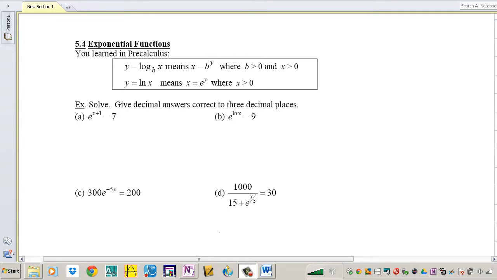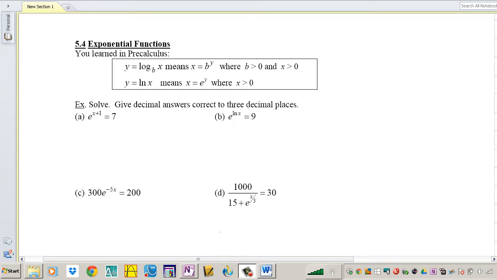Hey guys, welcome to 5.4 exponential functions. In this lesson, we're going to be talking about taking the derivative of exponential functions. But before we do that, we're going to do a quick review on logarithmic functions and exponentials.